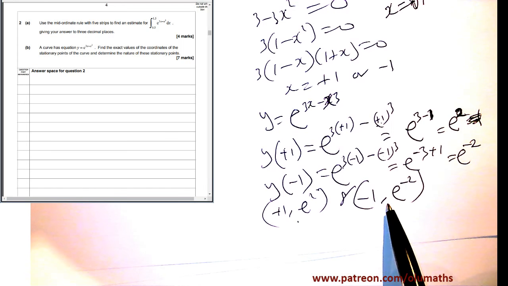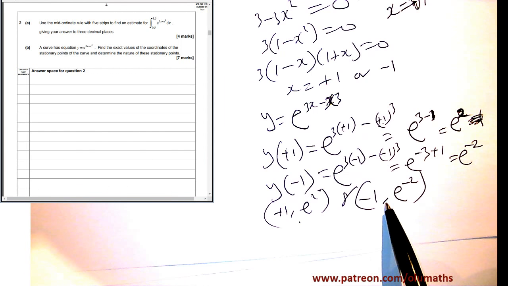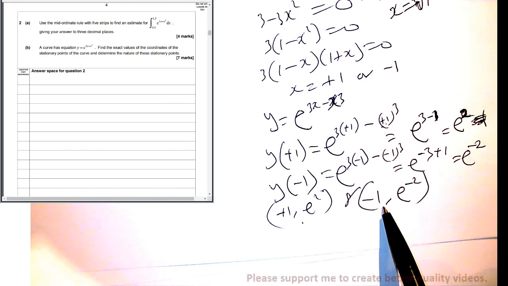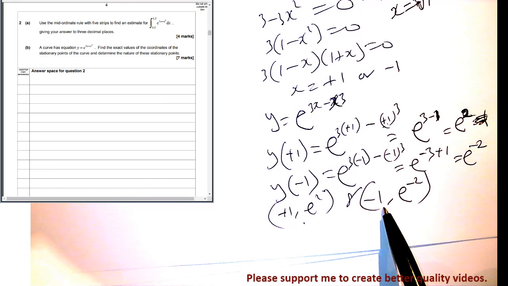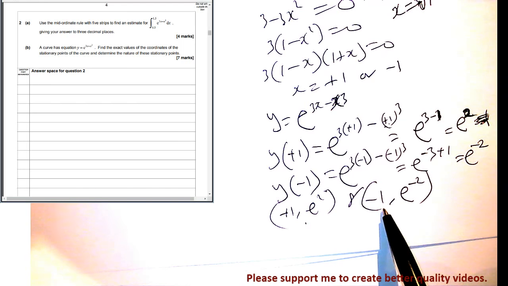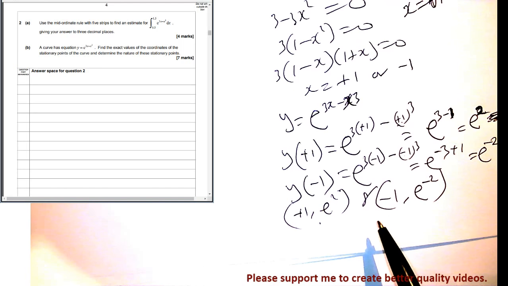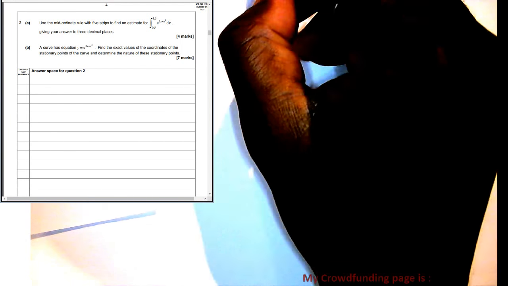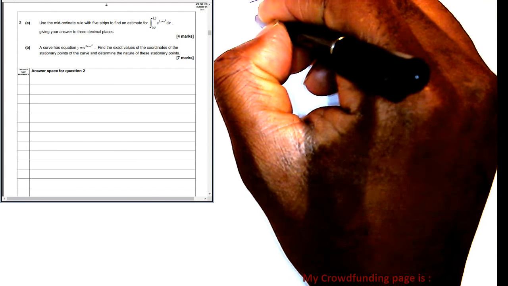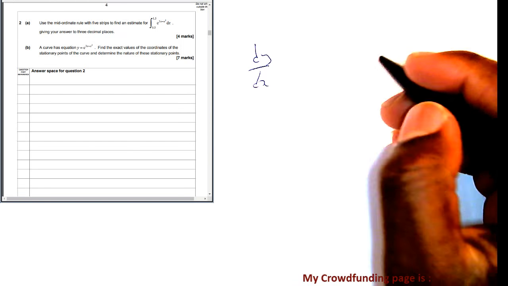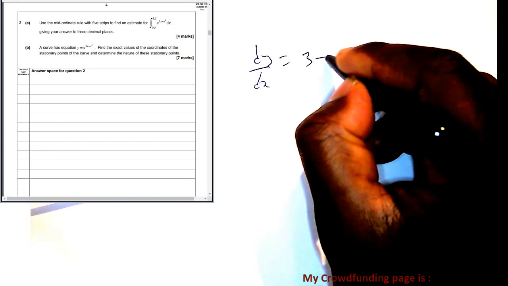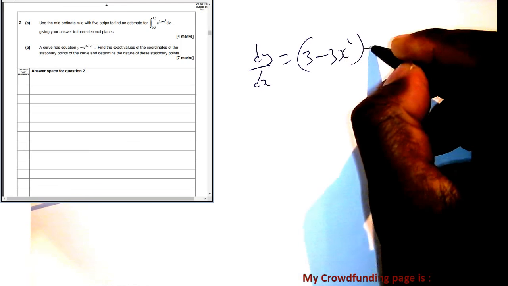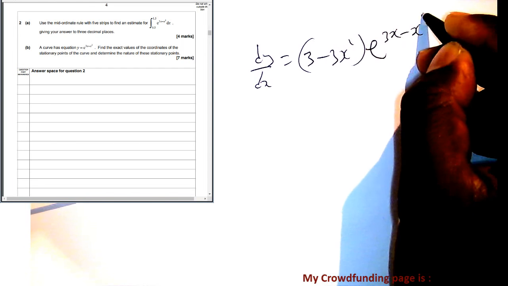And for you to be able to tell what is a minimum or a maximum point, you need to find the second derivative. Now, there are many other ways to do this, but let's just stick to the rule, okay? You need to find the derivative. So we set dy over dx equals 3 minus 3x squared e to the 3x minus x cubed.